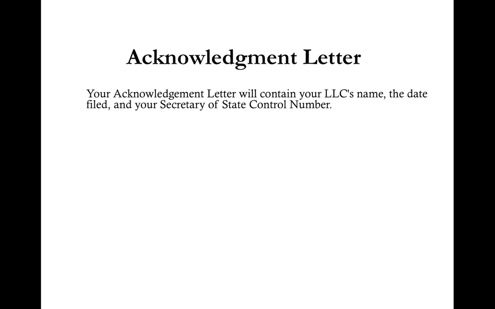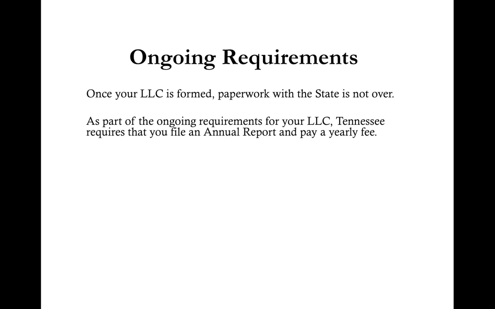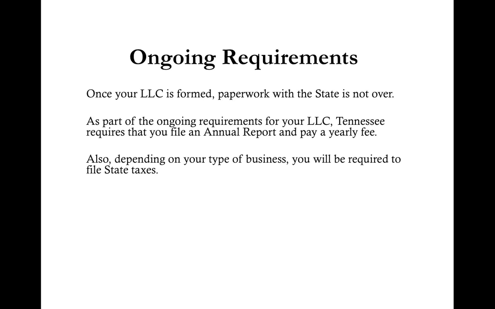Your acknowledgement letter will contain your LLC's name, the date filed, and your Secretary of State control number. Your Secretary of State control number is unique to your LLC, and you will use it when dealing with the state. Once your LLC is formed, paperwork with the state is not over. As part of the ongoing requirements for your LLC, Tennessee requires that you file an annual report and pay a yearly fee. Also, depending on your type of business, you'll be required to file state taxes. We will discuss these items in later lessons.